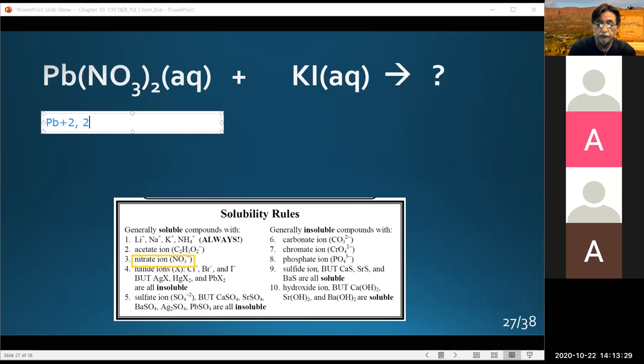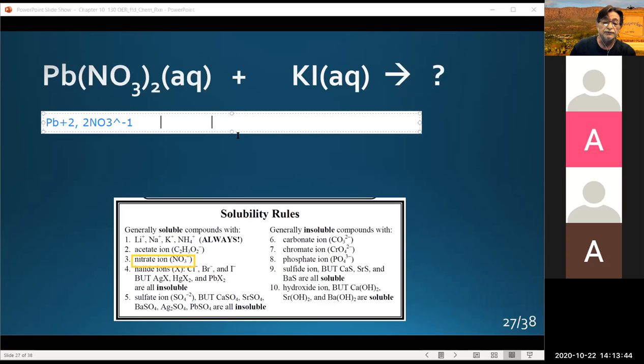And then we got 2 nitrates, each one has a -1. And then we go over here with the potassium. The potassium, what is the charge on potassium? Positive 1, exactly. And iodide would be -1. It's in group 1. So I broke them down into ions so I can make sure that I put them together properly as my products. Okay, so I draw my arrow.